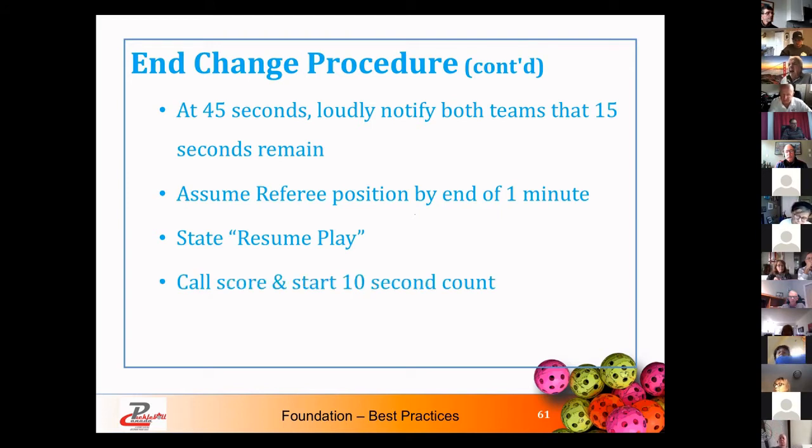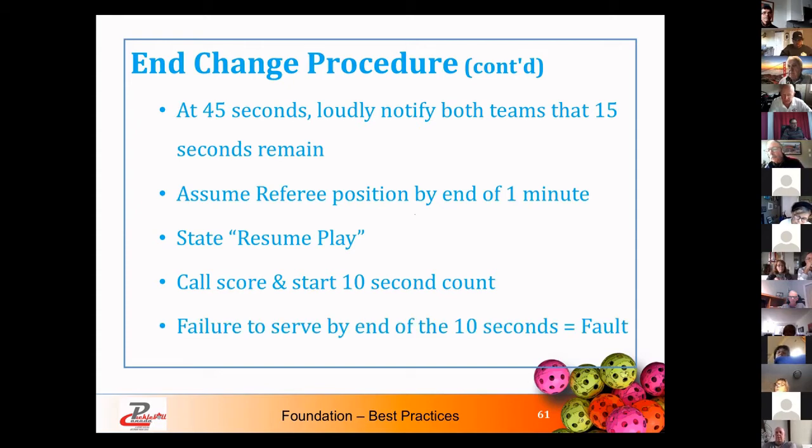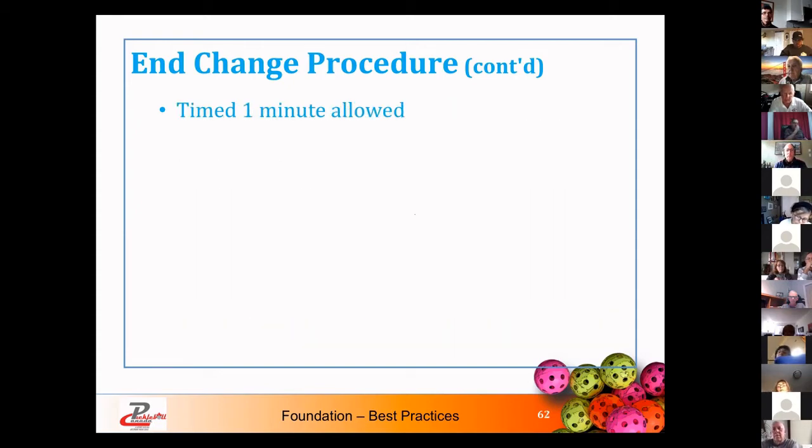Call the score and start the 10-second clock. Yes. Yeah, we got that already. Timeout, 1 minute allowed.